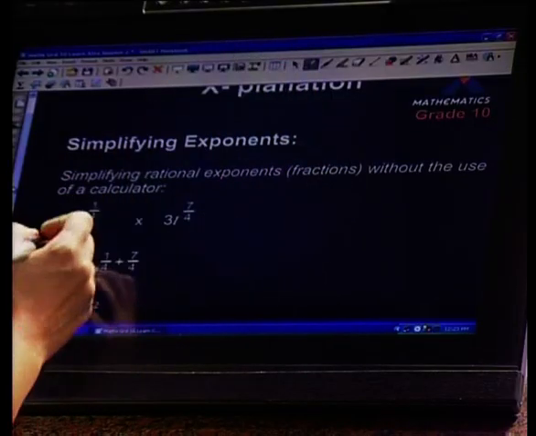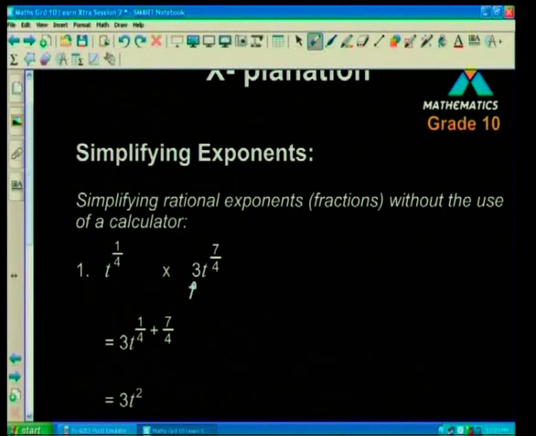Let's look at some of these exponents with fractions. Now, the first one has two difficult things about it. It's got a 3 as a numerical coefficient, and it's got the fractions 1 over 4 and 7 over 4. Now, you can see that 1 over 4 and 7 over 4 are actually going to fit together quite nicely, but this 3 is going to throw a lot of people. So what I'm going to do is first rewrite it as t to the power of 1 over 4 times 3 times t to the power of 7 over 4, because that's all that the 3 is doing, is multiplying the t to the 7 over 4.